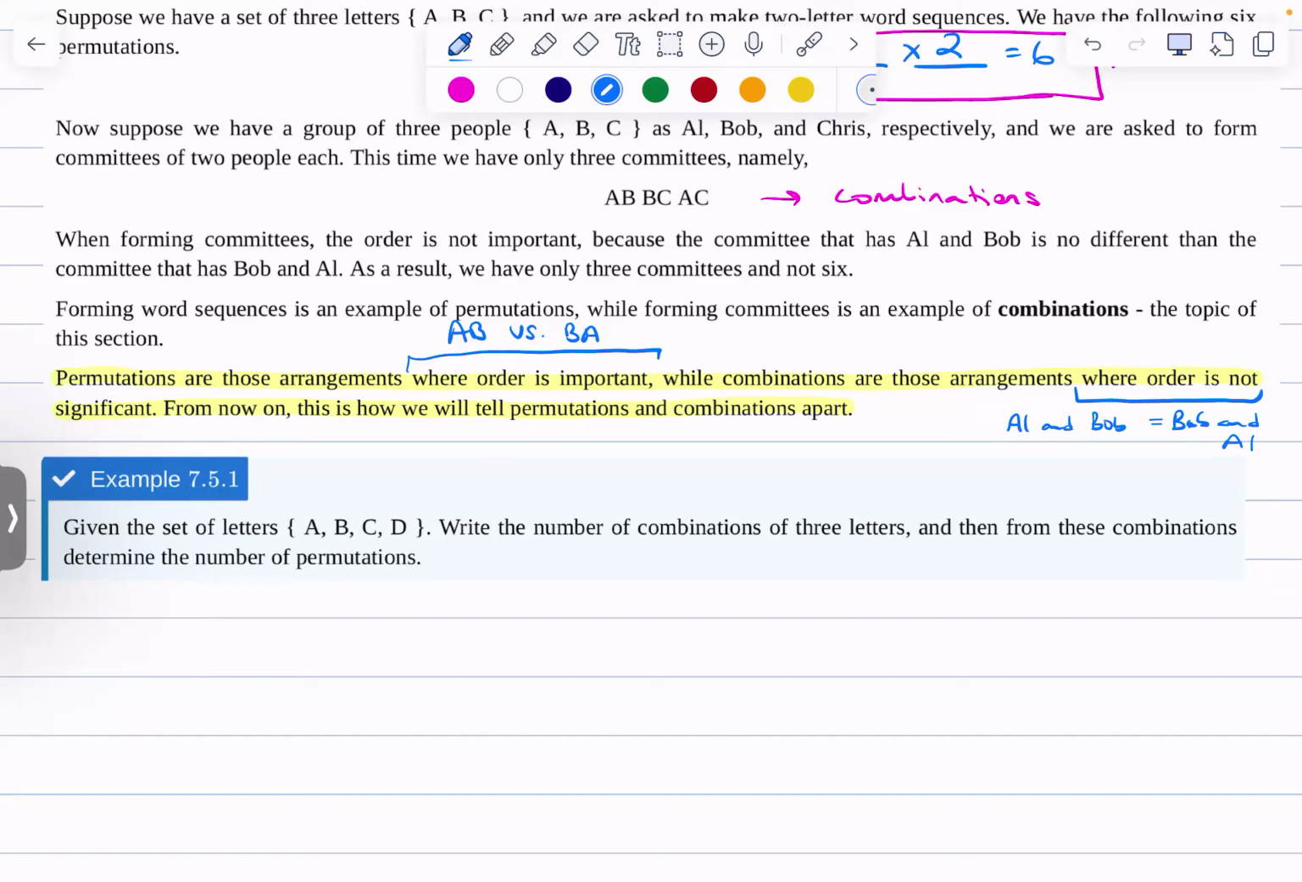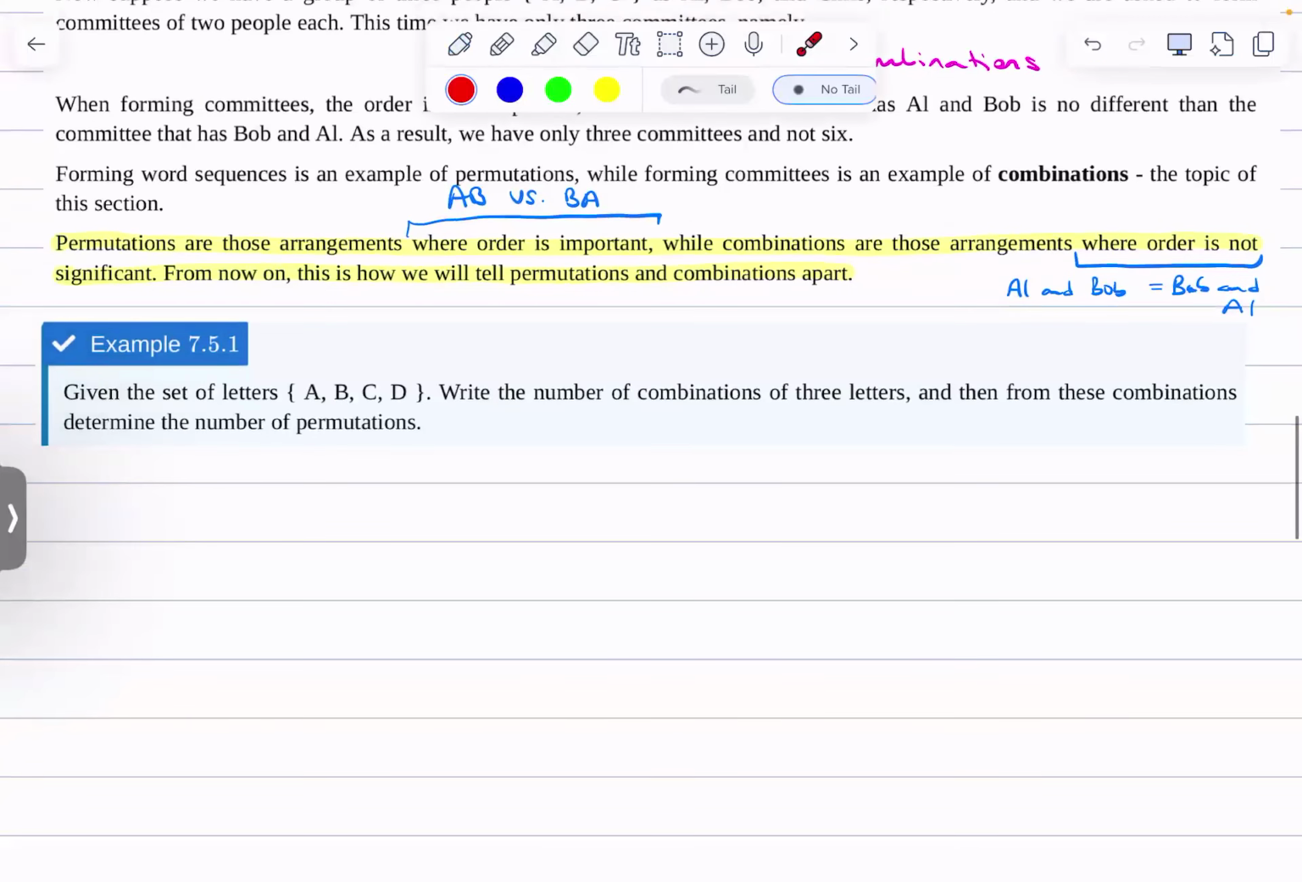This is generally not the easiest thing to land on right away, but it is a good guideline for figuring out whether this is a permutation or a combination. So let's give it a shot. Given the set of letters A, B, C, D, we want to write the number of combinations of 3 letters, and then from these combinations, determine the number of permutations. You can try it. ABC, oops. Okay, fine, I'll do it.